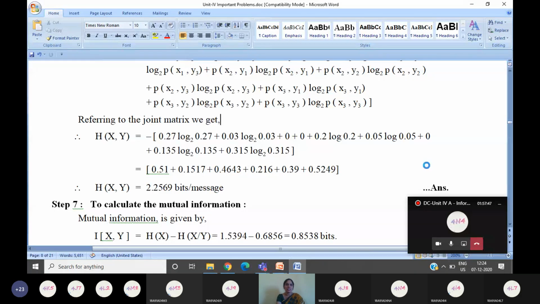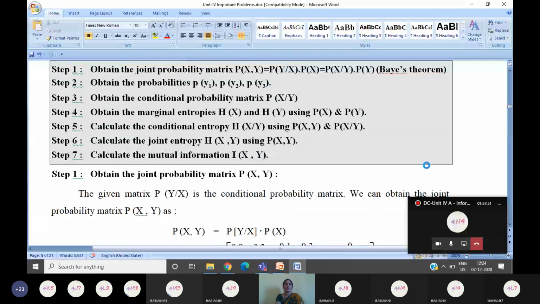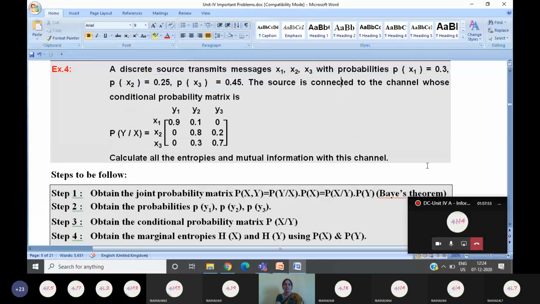Okay. So any doubts in today's class? These model problems are very important for your examination. This problem can be asked for 8 marks.